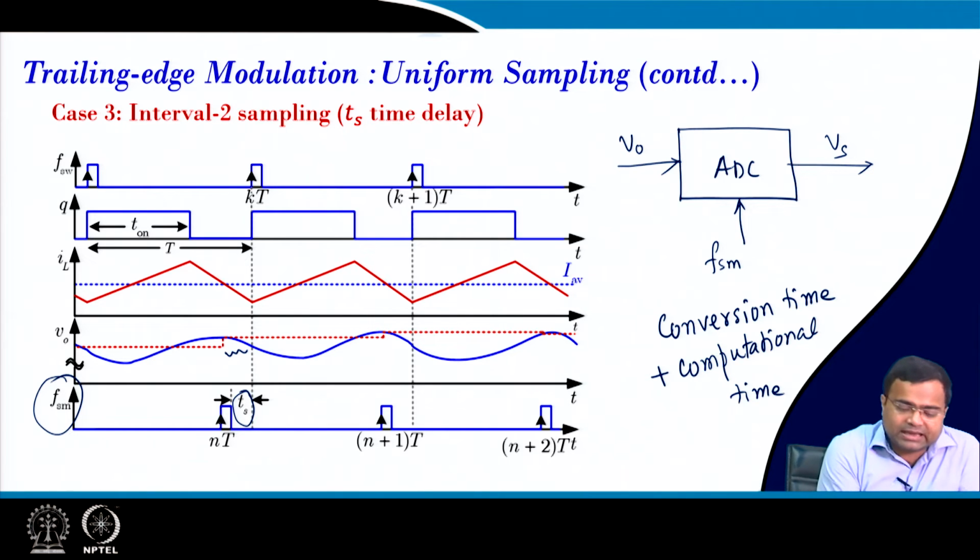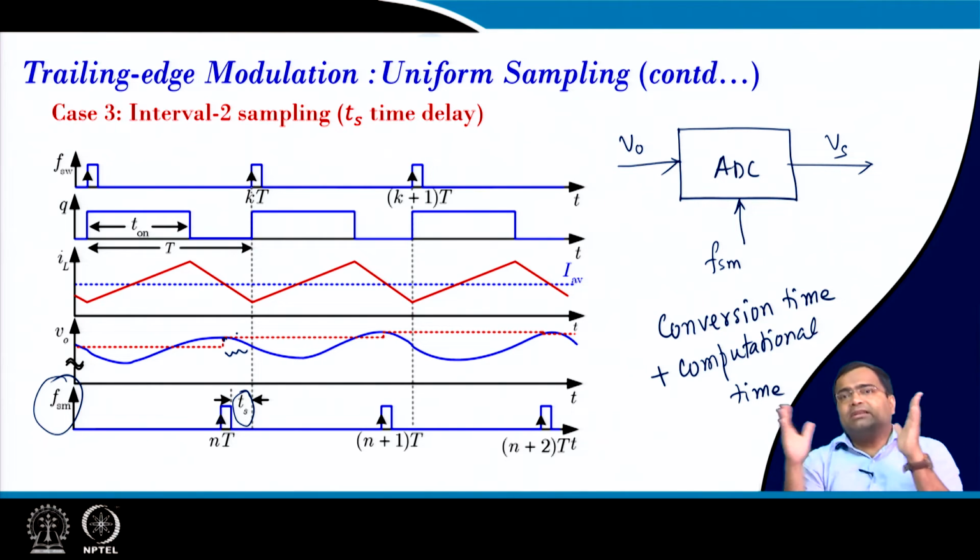That means sending the command to the ADC for getting the sample at this point, but the actual sample may be available after some delay, and then, taking into account the controller computation, your actual reference current for the current mode control or the voltage for the voltage mode control, the actual control voltage, may be available after some time. So, taking that into account, we need to play with this sampling clock.